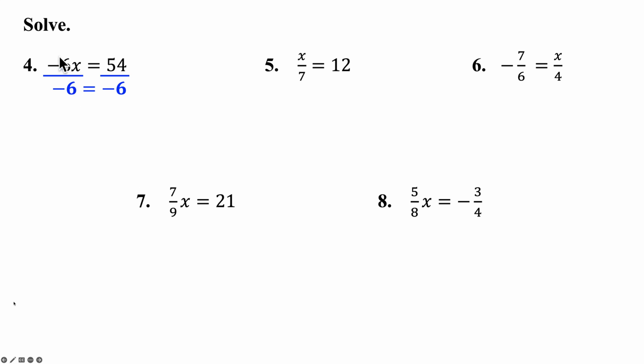So that cancels the negative 6's. We get x equals 54 divided by negative 6. X is equal to negative 9. Number 5, x divided by 7 is equal to 12.